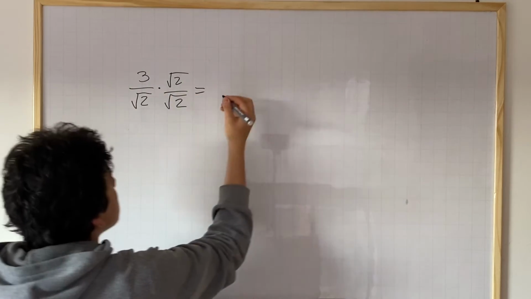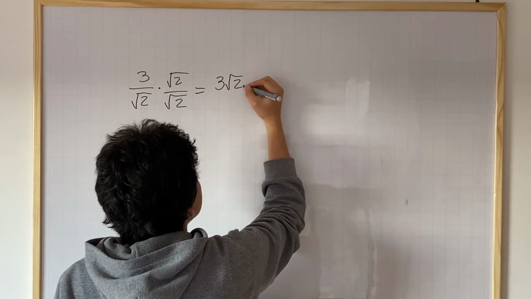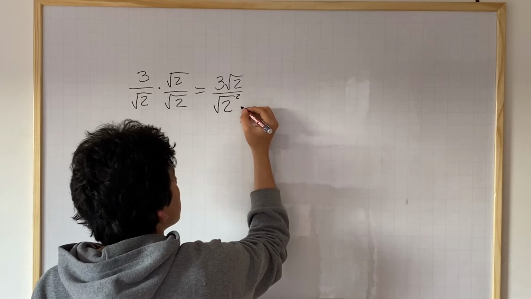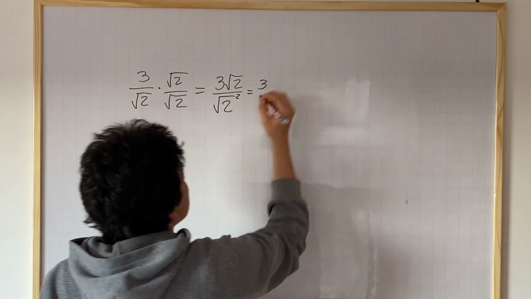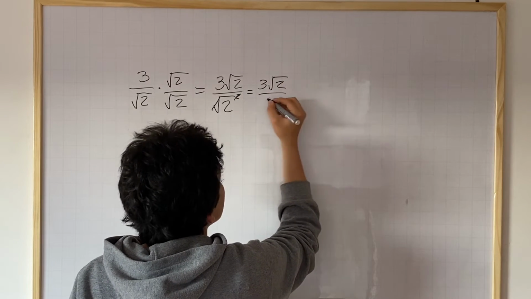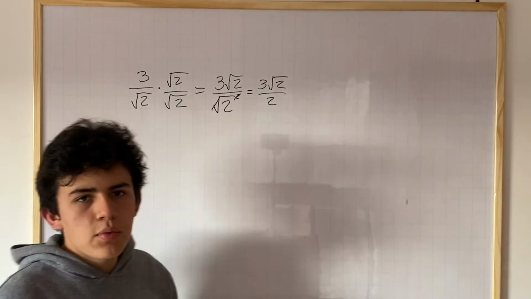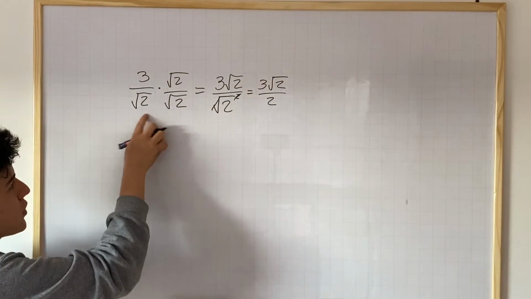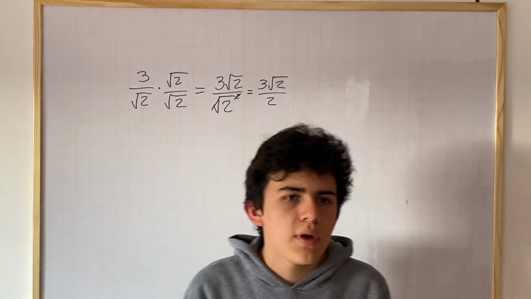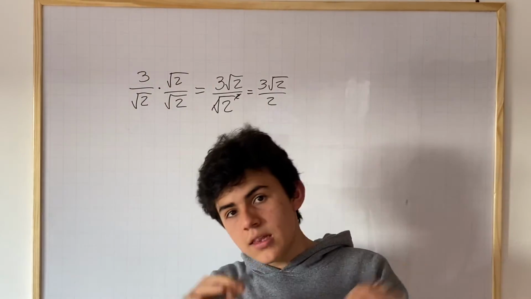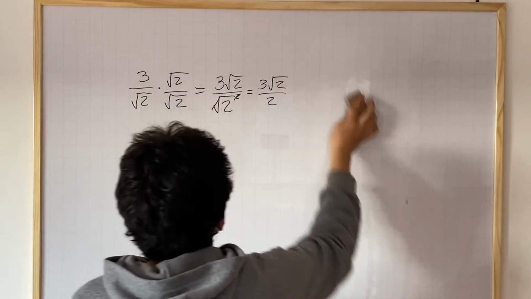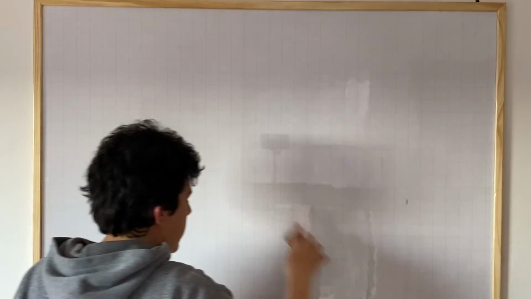And this would get you 3 times square root of 2 over, now this is square root of 2 squared, right? And this is just simply, well, they go out, and you get 3 square root of 2 over 2. And that is your expression, okay? That's how you should rationalize an expression like this. Now, what about if we have a binomial in the denominator? Let's just simply put a number right there. So, I'm going to give you another example about that.